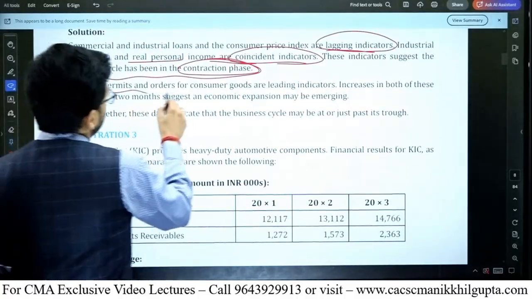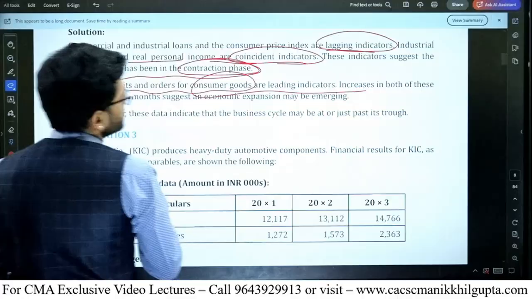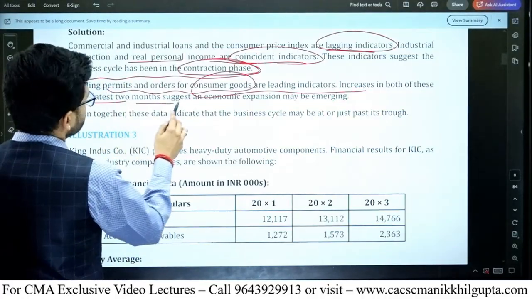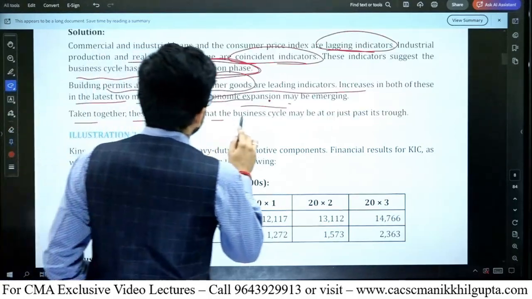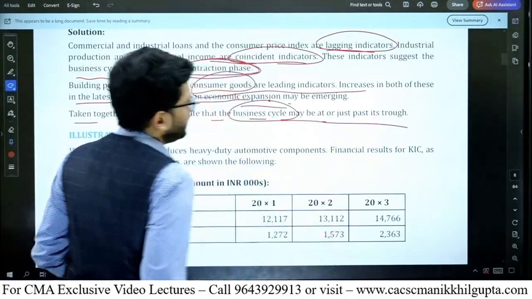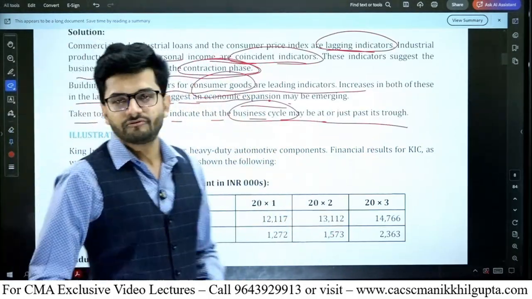Building permits and orders for consumer goods are leading indicators. Increases in both of these in the latest 2 months suggest an economic expansion may be emerging. Taken together, these data indicate that the business cycle may be at or just past its trough.